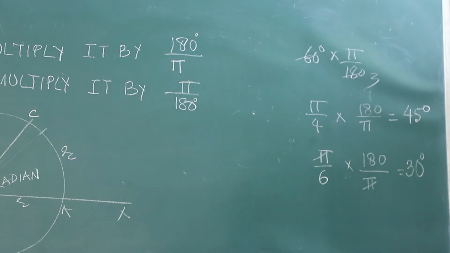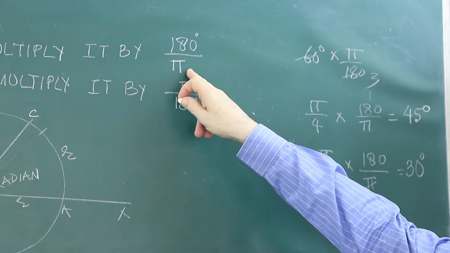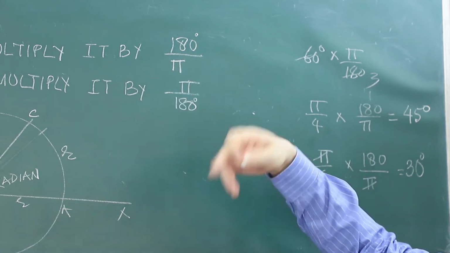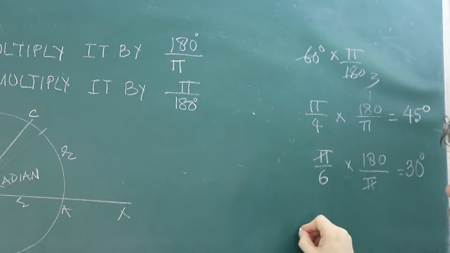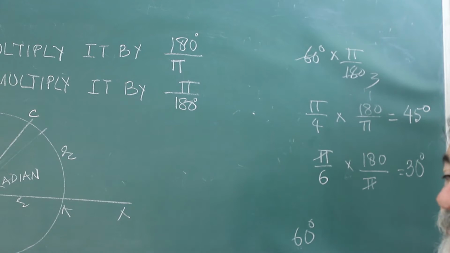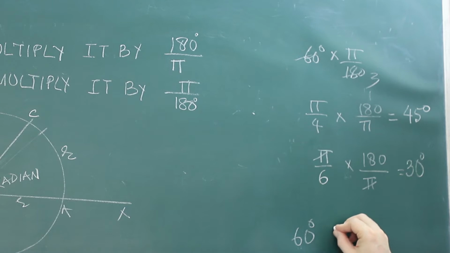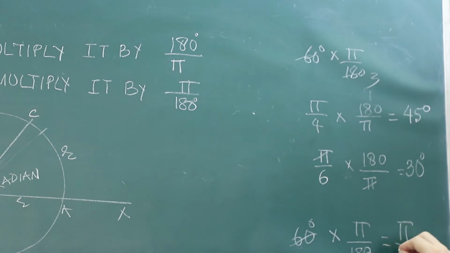To convert an angle in degree to its equivalent in radian, multiply it by just the opposite, the reciprocal of this. 180 upon pi, the reciprocal is pi upon 180. For example, an angle is given in degrees, 60 degree, and I want to find its equivalent in radian. So what am I going to do? Multiply by pi upon 180. So 6 threes are 18, so pi upon 3.